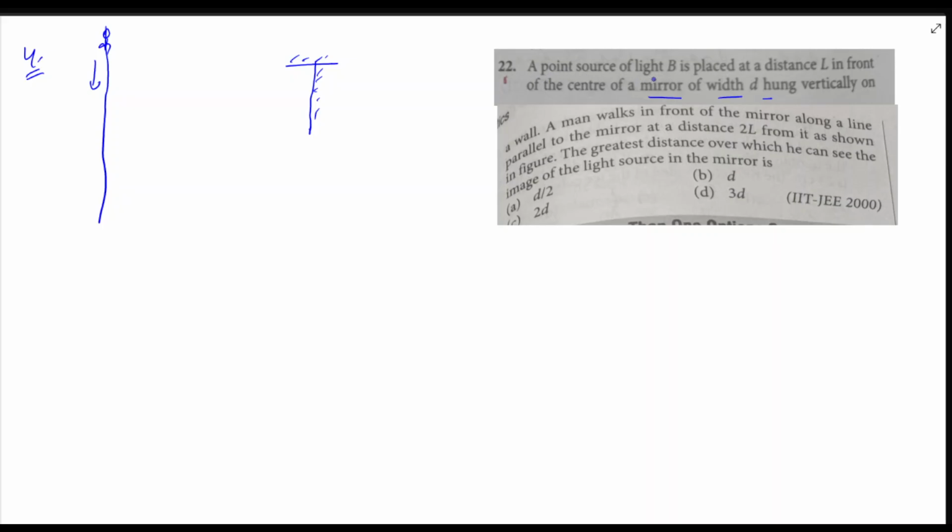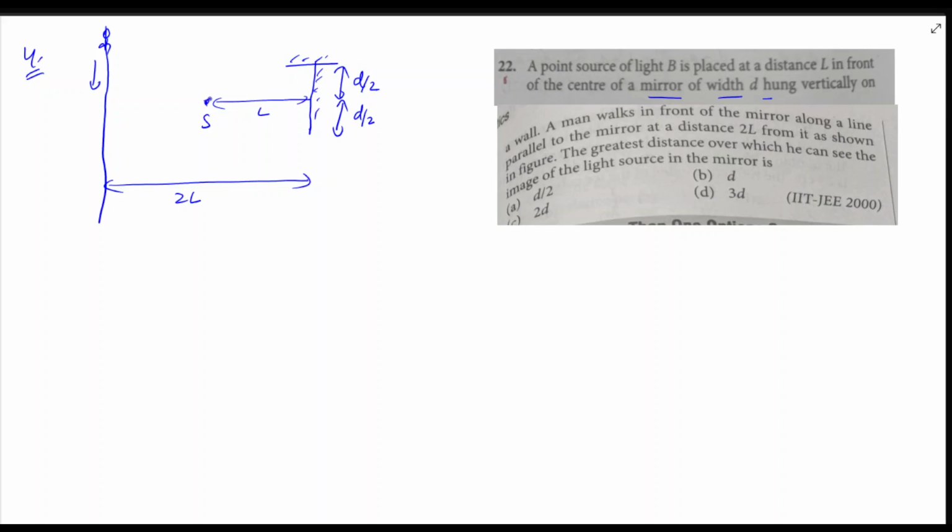A point source is placed at a distance L in front of the center of the mirror. So this is a source, this distance is L, and this is the center. If the mirror is of width D, this must be D by 2, and this distance also must be D by 2. And the man is moving in a line parallel to the mirror at a distance 2L. So this total distance is 2L, as shown in the figure. Okay, so we don't have the figure. The question asks for the greatest distance over which he can see the image of the light source in the mirror.